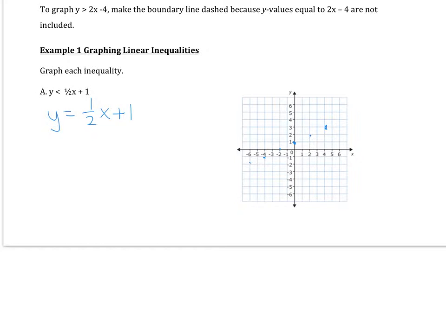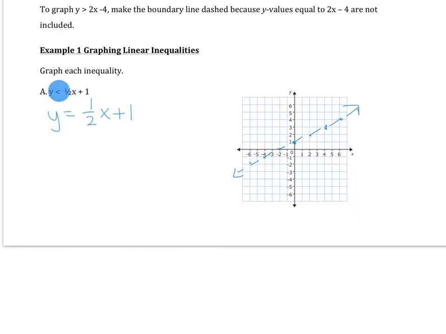Okay, and after you plot your points, then you have to look and see what's my inequality. My inequality is just a less than. So that means this line must be dashed. There's no half equal sign, so the boundary line is not included in the solution.